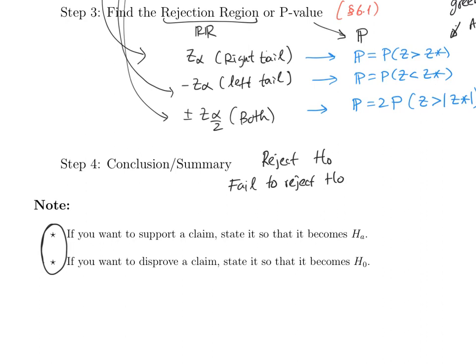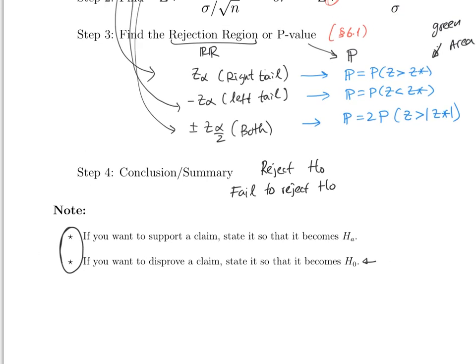So when you disprove the claim, if you reject H0, then HA automatically becomes true, which is what I just told you right now. Is that okay? All right, so let's do an example.